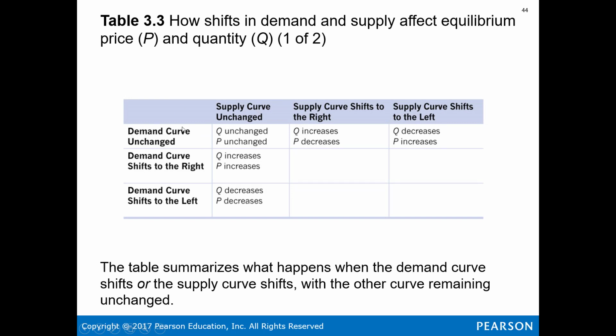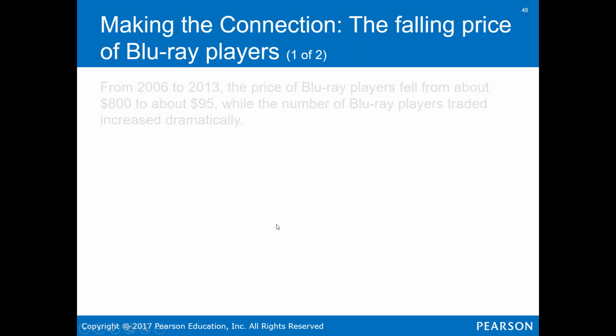This is just a graph. If the demand curve is unchanged and the supply curve is unchanged, then price and quantity remain unchanged. If the demand curve shifts right, increases, then quantity increases and price increases. If the demand curve shifts left, quantity decreases and price decreases. If the supply curve shifts right, quantity increases but price decreases. And if the supply curve shifts left, inward, quantity decreases but price increases.